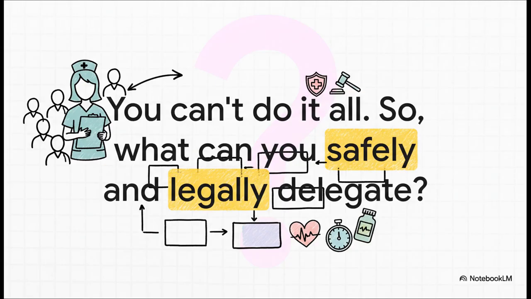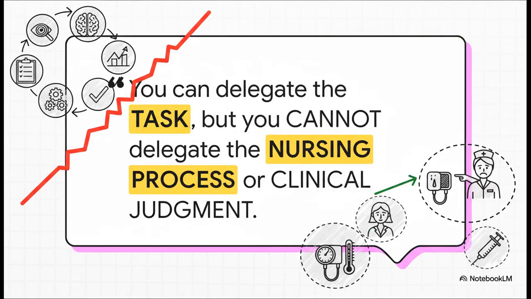Look, as a registered nurse, you're leading a team. You physically cannot do everything for every single patient by yourself. It's impossible. So you have to delegate. But the million-dollar question for your license and your patient safety is this: what can you actually, safely, and legally hand off to somebody else? This right here, this is the unbreakable golden rule of delegation. You have to burn this into your brain.